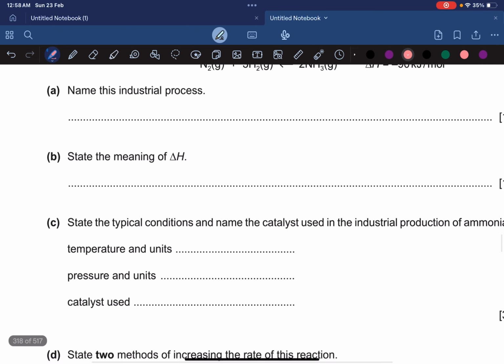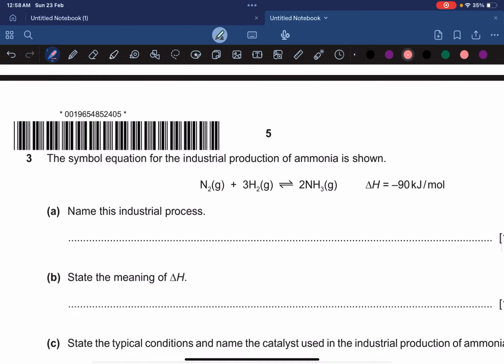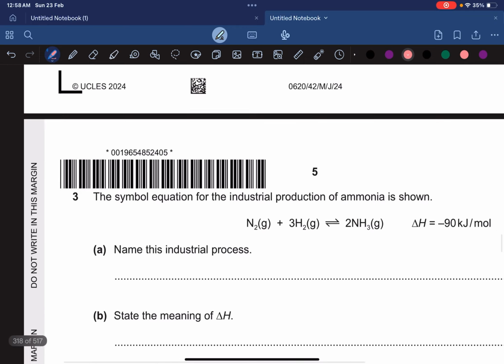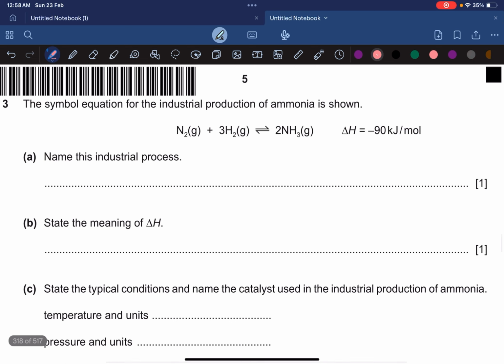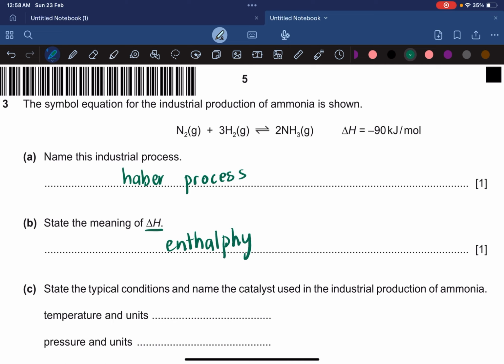Let's move on. The simple equation for the industrial production of ammonia is shown. Name the industrial process. Well, to produce ammonia, that's a simple process known as the Haber process. State the meaning of delta H. You don't even need to think about it. It's enthalpy change.